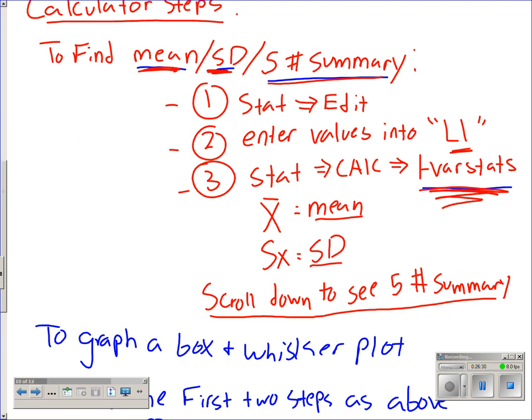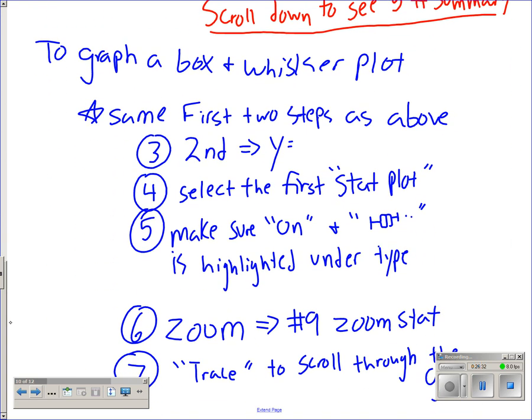If you ever want to find the box and whisker plot inside of the calculator, here are your steps. I recommend pausing the video, taking a picture, writing this down, whatever you want to. These are the steps that I went through with the class just now on how to create the box and whisker plot. So, any questions on that? I'll leave it on here for a second.